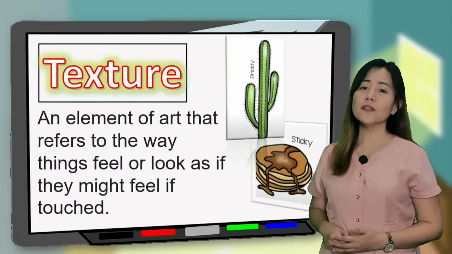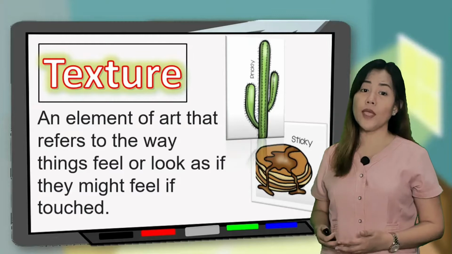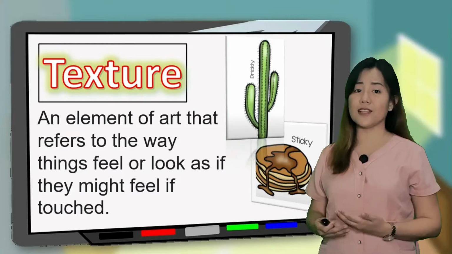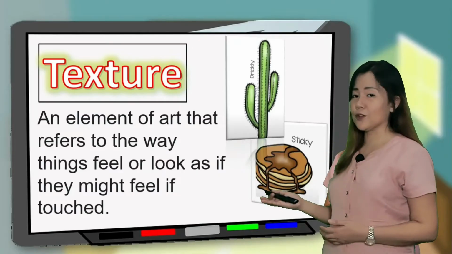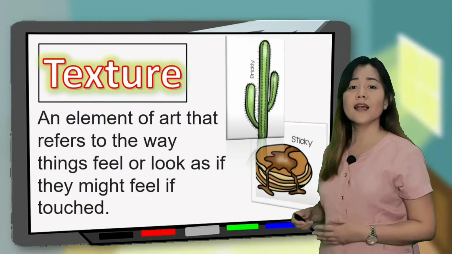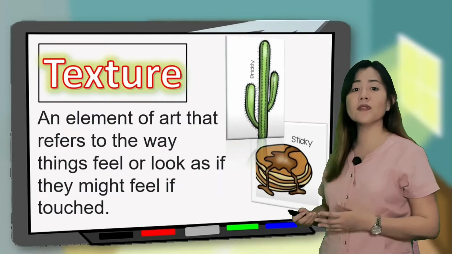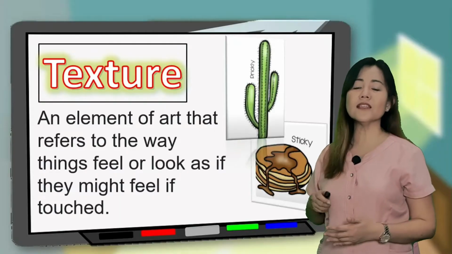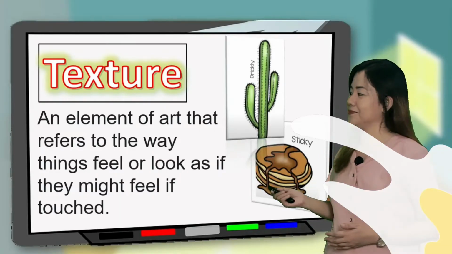Texture, an element of art that refers to the way things feel or look as if they might feel if touched. Here you can see a cactus has lines around it to look prickly. The syrup is drawn to be dripping over a pancake and white is added to make it shiny and sticky.